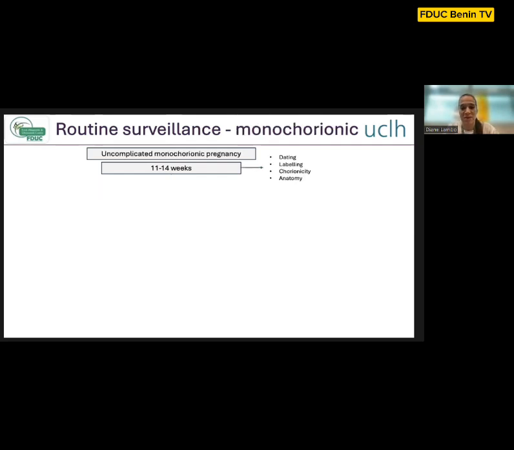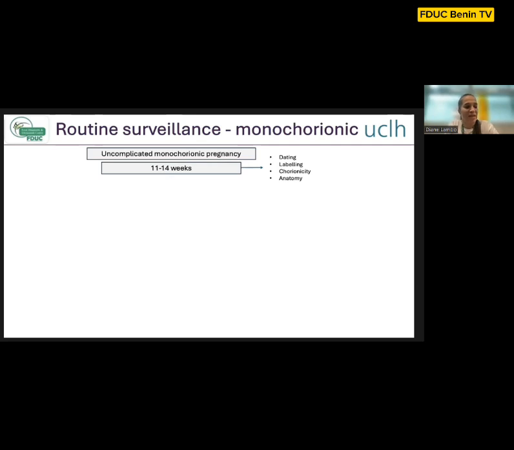Monochorionics obviously require much closer surveillance. So again, this is an uncomplicated monochorionic pregnancy in the pathway that we tend to follow. As with the dichorionics, we see them early, between 11 to 14 weeks, to date the pregnancy, to label, and that labeling will stick throughout the pregnancy, to determine chorionicity and to look at anatomy.